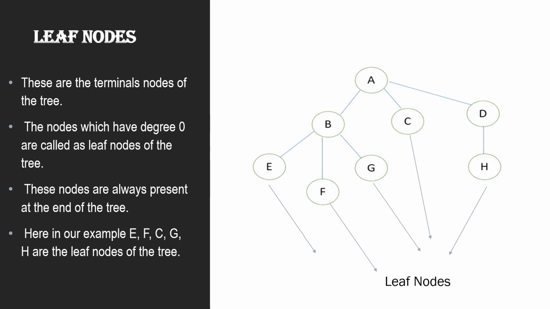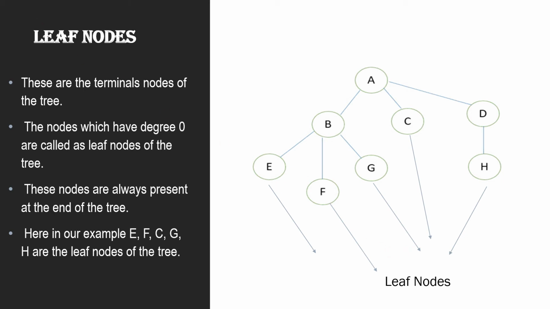Next term is leaf node. Leaf nodes are the terminal nodes of the tree. In other words, the nodes which have degree 0 are called leaf nodes of the tree. These nodes are always present at the end of the tree. In our example, E, F, G, C, H are all leaf nodes.